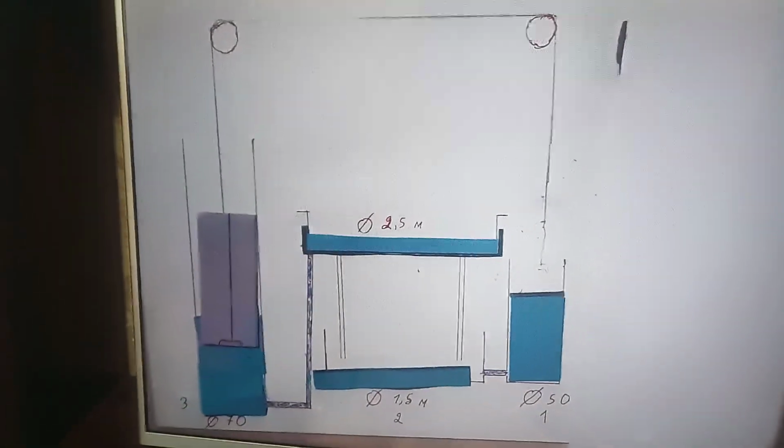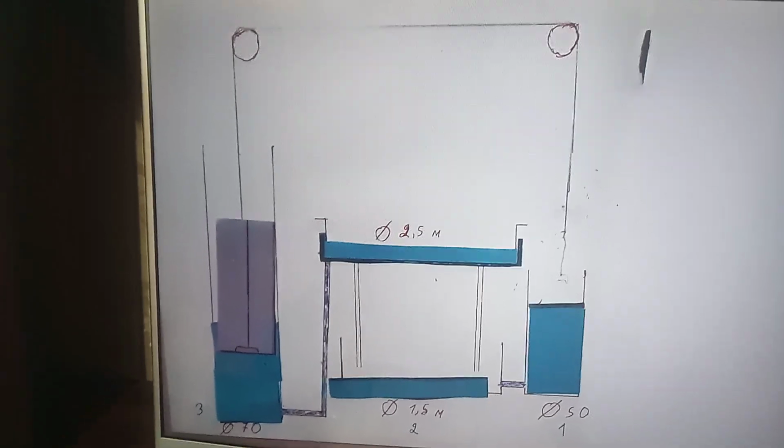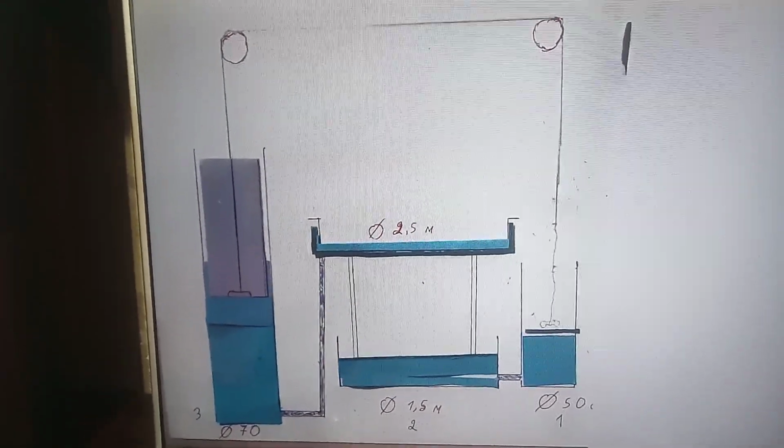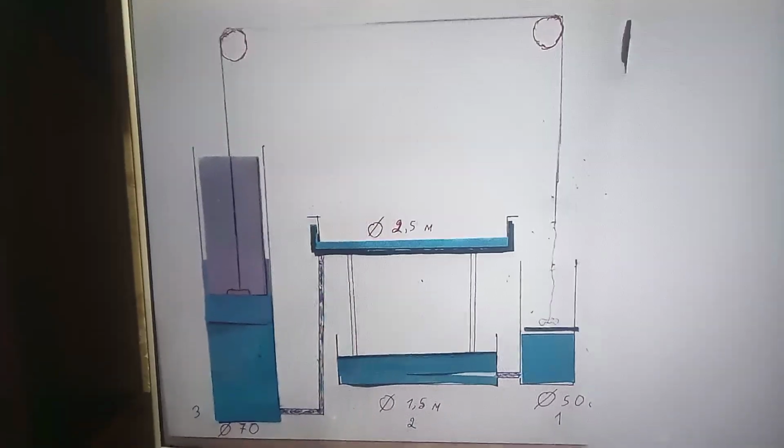You can show this video to those who are well versed in physics and mechanics, and I am sure if they consider this installation, they will confirm my calculations.